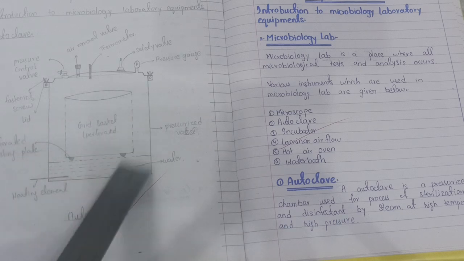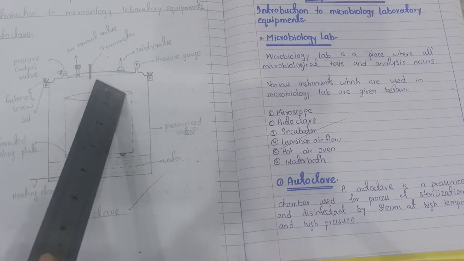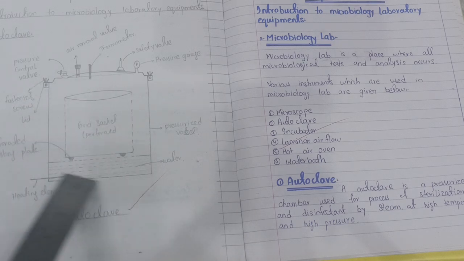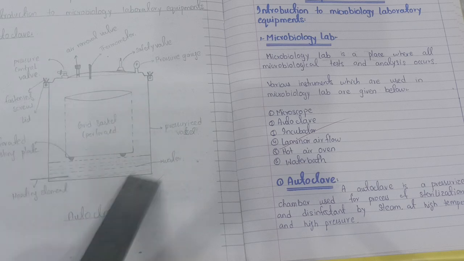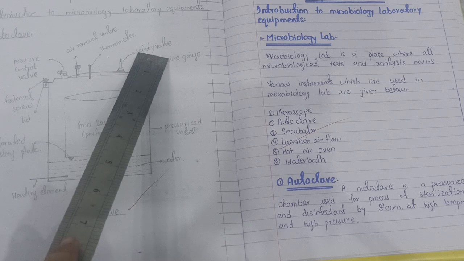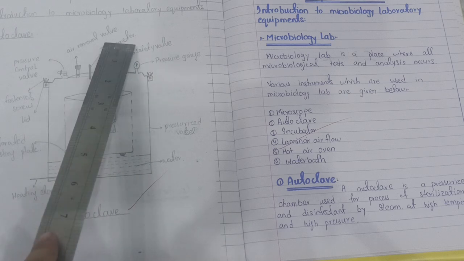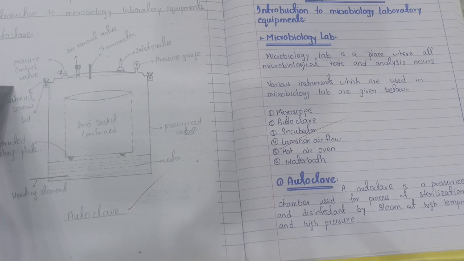As you can see in the picture of the autoclave, this is a grid basket which has perforations in its side walls. Below it, the water is present. This is a pressurized vessel, a pressure gauge which is used to monitor the pressure, a safety valve, a thermometer to check the temperature, an air removal valve, a pressure control valve, and a fastening screw lid. It is covered with the lid. It has a perforated resting plate.